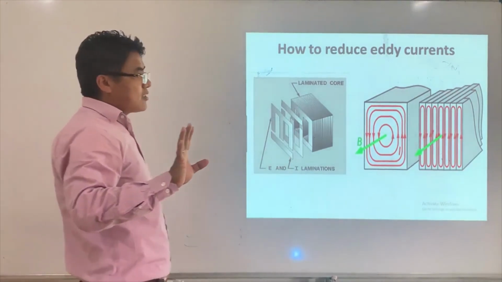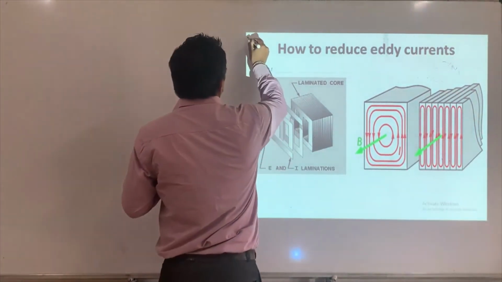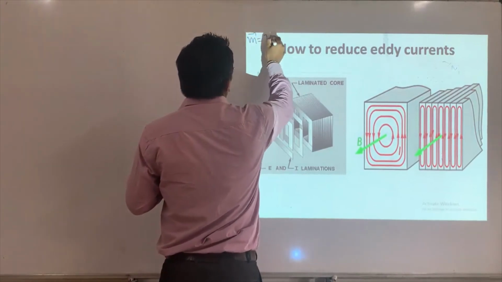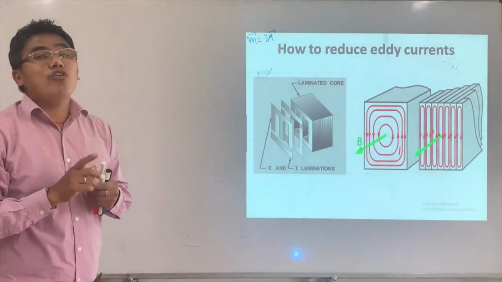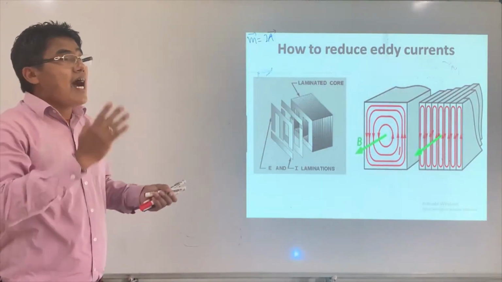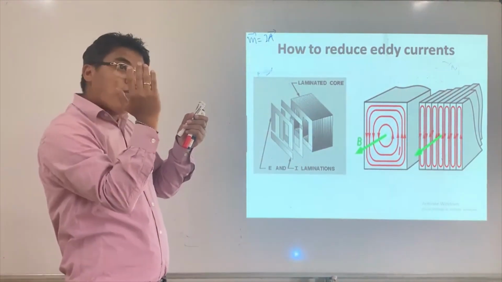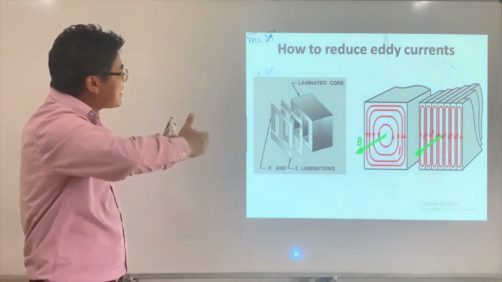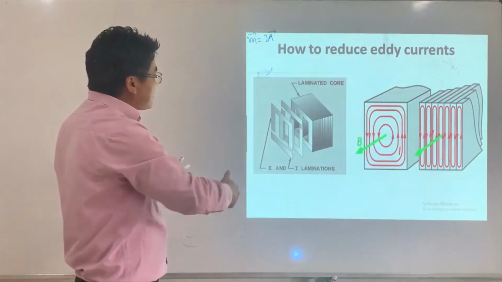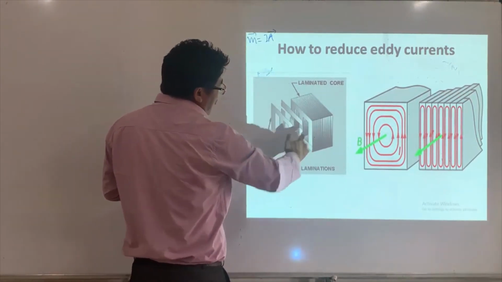The simple concept is you have to reduce the current. You have to reduce the area, right? So the magnetic moment is going to be IA. What you are going to do? You are going to reduce the area. How to reduce the area? We shall cut the metal piece into laminations, right? So I just laminate the iron core. This is how we laminate an iron core, right?